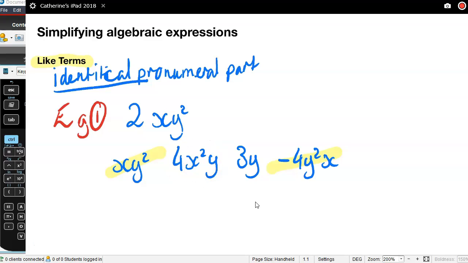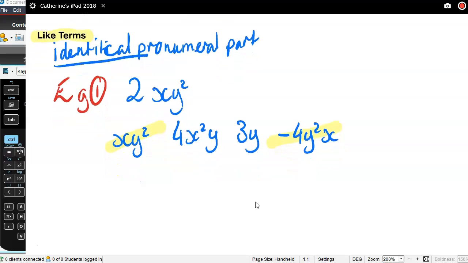That is not a like term because we've got the squared on the x there. So that's x squared times by y. That's x times by y squared. Here we've just got y as part of the pronumeral part. So that's why that's not a like term. Okay, maybe one more.